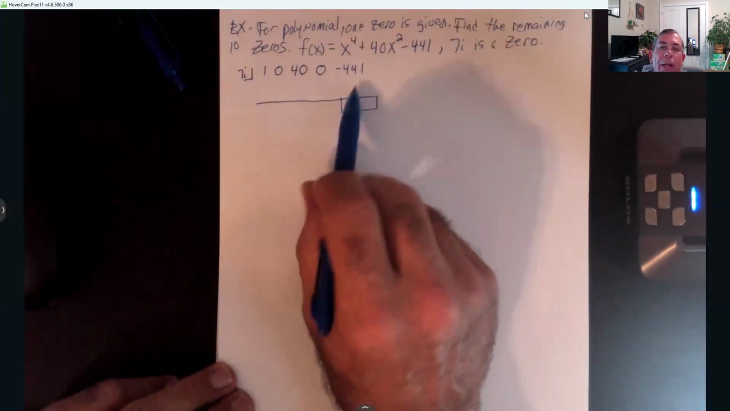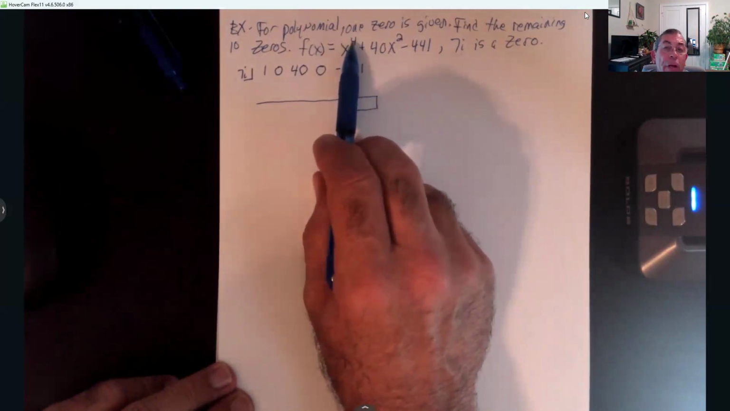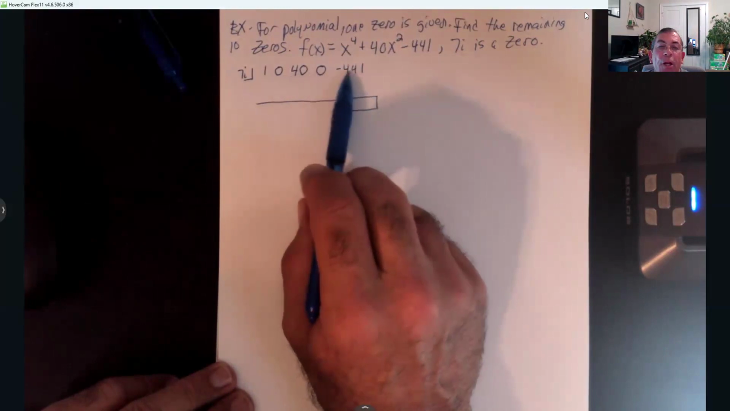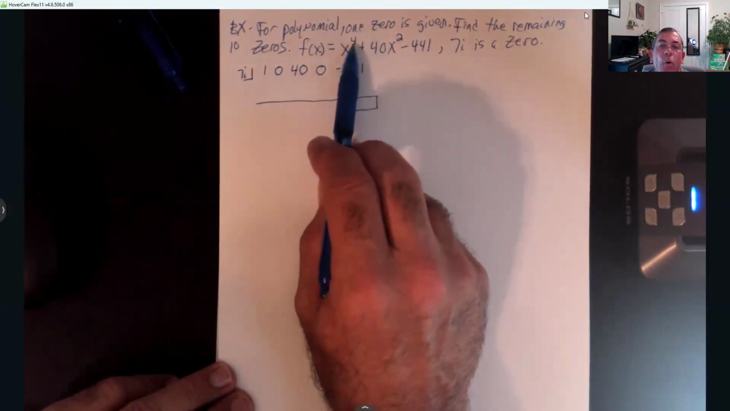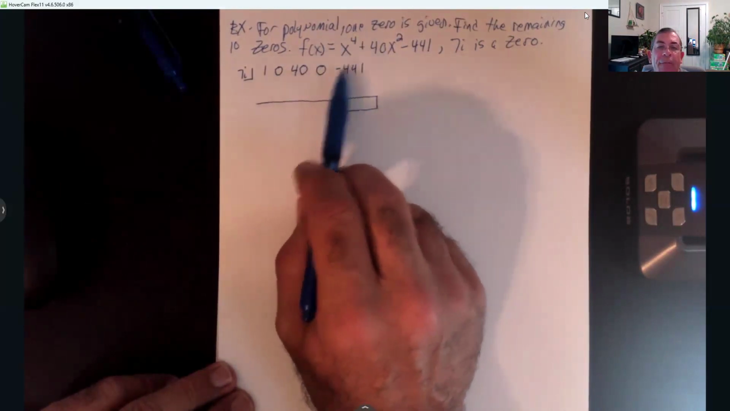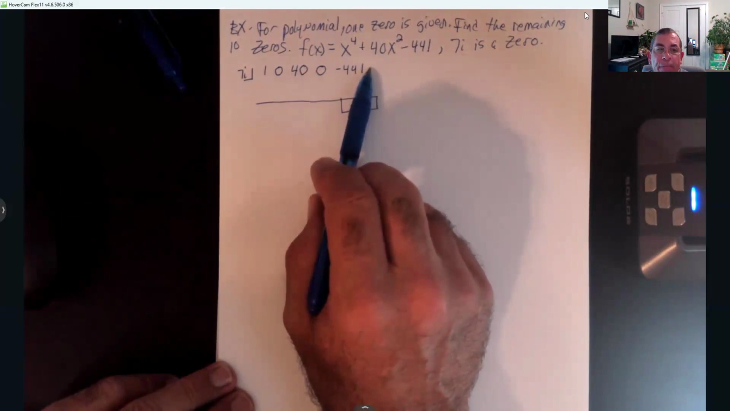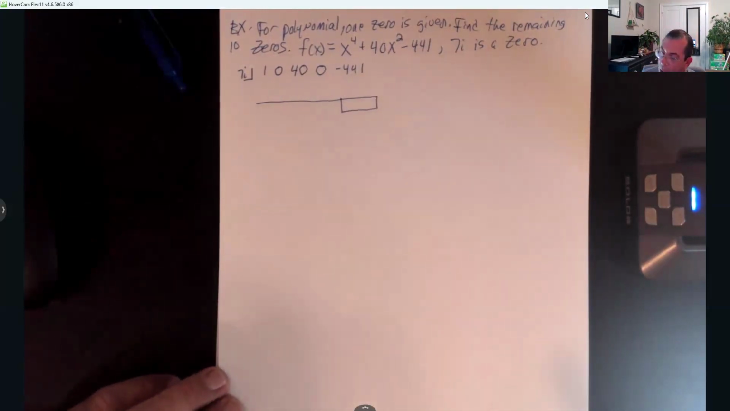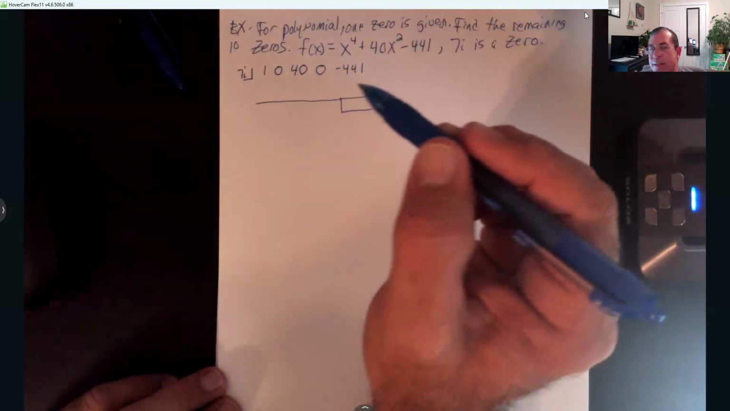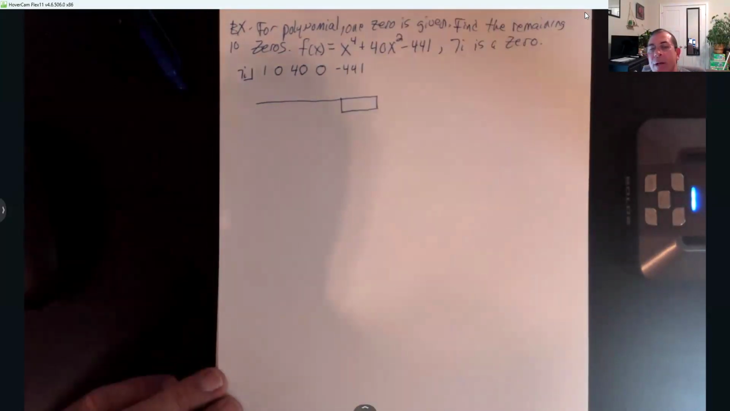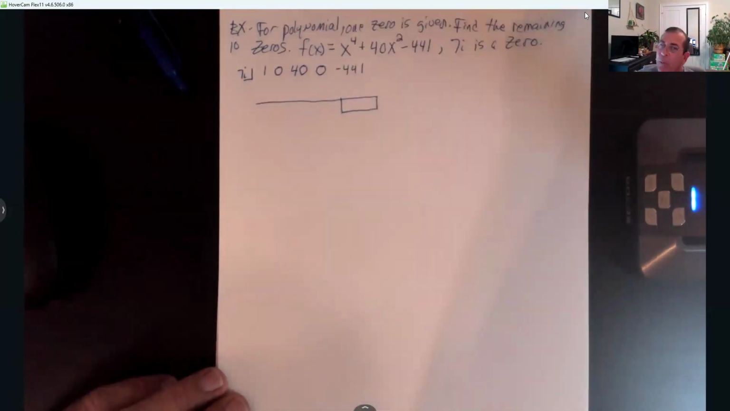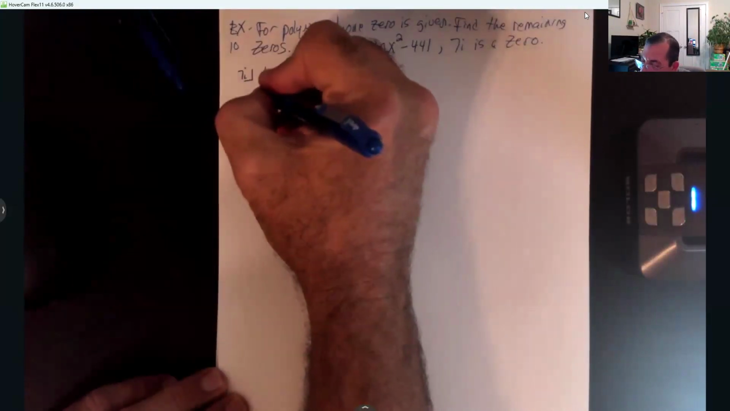So here's a little trick. Whatever the degree is, if you add 1 to the degree, that tells you how many numbers you need here. So 4 plus 1 means I needed 5 numbers, okay? Well, y'all, if 7i is a 0, we better get a 0 remainder when we do this. So here we go. Let's bring down that 1.